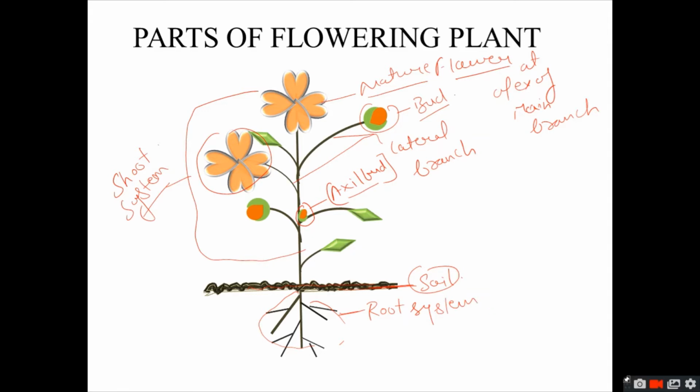Now two more things I would like to add in the shoot system, that is internodes and nodes. So basically the margins between the stems are known as nodes. So basically in many stems these margins are known as nodes, and the space between the margins is known as internode.